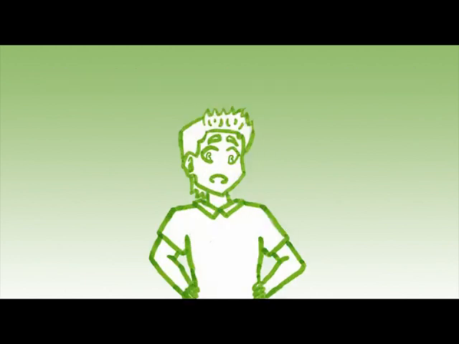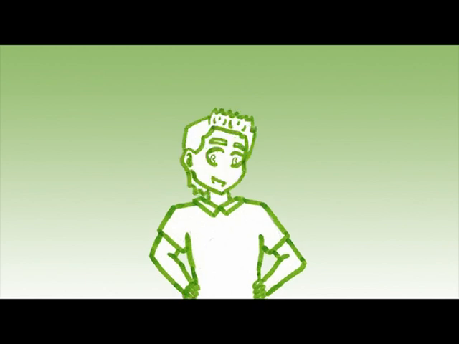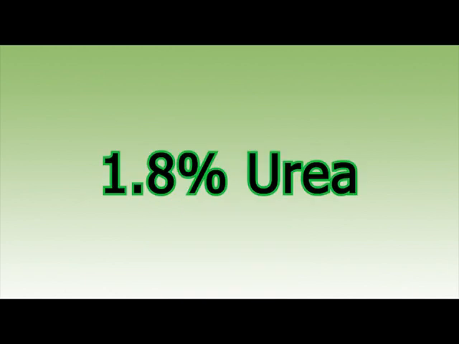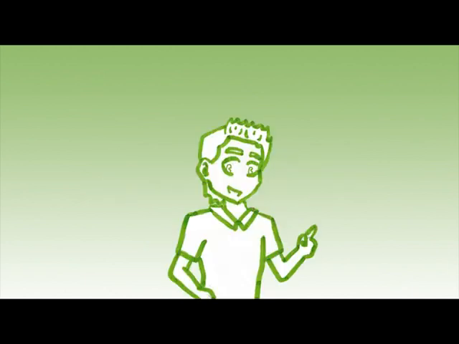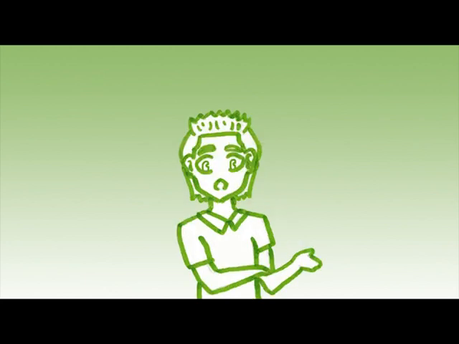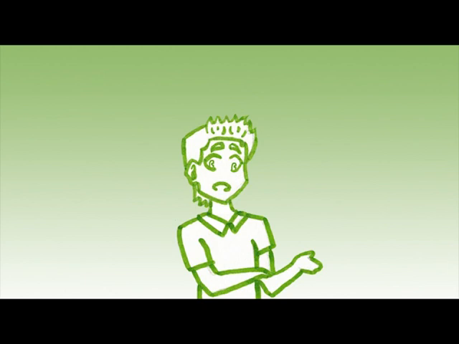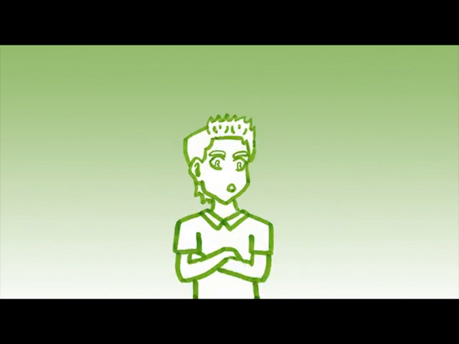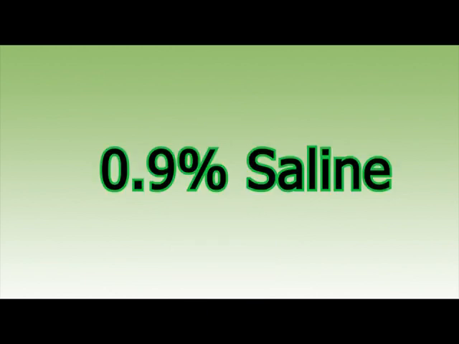Welcome to medicine. But to round off this video, we thought we could quickly run through the three main solutions you need to know and their effects on the ECF and the ICF. The first of the three fluids is 1.8% urea, and this is something you do not want to be putting into your patients because it causes cells to lyse, because urea is extremely diffusible and so just rushes into the cell and makes it burst from the inside out.